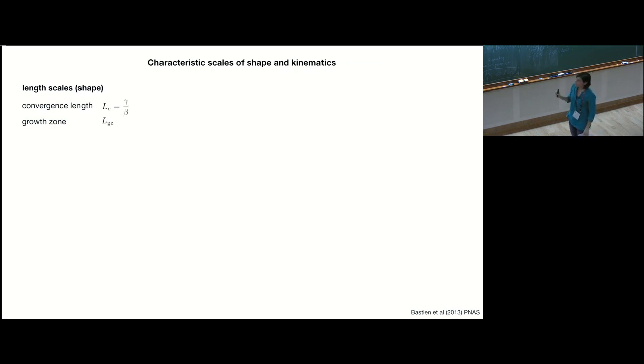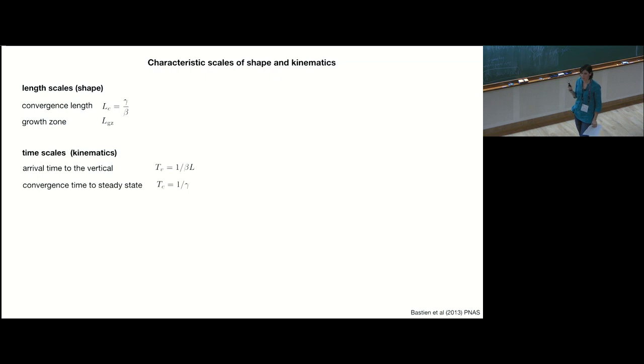Now let's discuss characteristic scales. We already discussed two length scales, which have to do with the shape in steady state: the convergence length and the growth zone. Now, let's talk about time scales. There are two time scales that have to do with the dynamics. One is the arrival time to the vertical. If I run one of these experiments, say with Arabidopsis, you saw it overshoots. So I can measure the time it takes until it reaches the vertical for the first time, before it overshoots and so on. That's the arrival time.